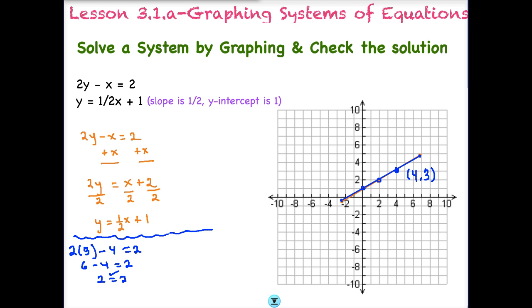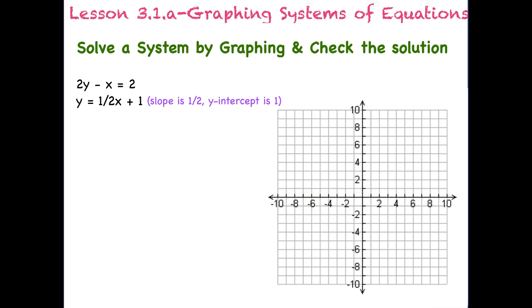Let's go ahead and look at the second equation. For y, we'll plug in 3 equals 1/2 times 4, which is our x, plus 1. So we get 3 equals 1/2 times 4 is 2, and 2 plus 1 is 3. So 3 equals 3. It works in the second one. In fact, any point on this line will work in both. So that is why we have an infinite number of solutions. We definitely have more than one solution. We have an infinite number.